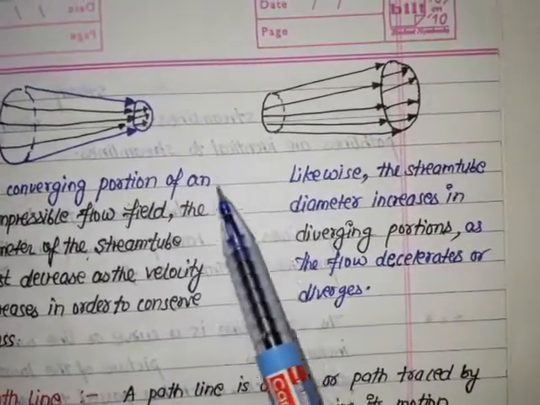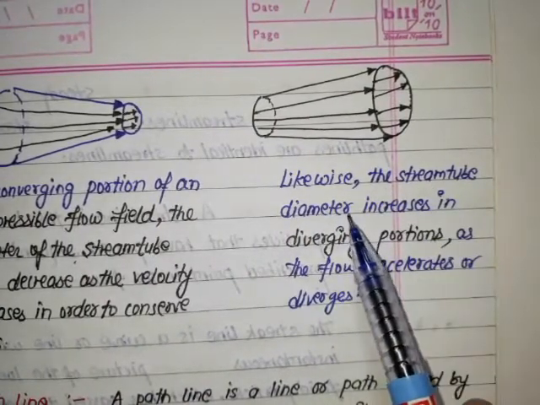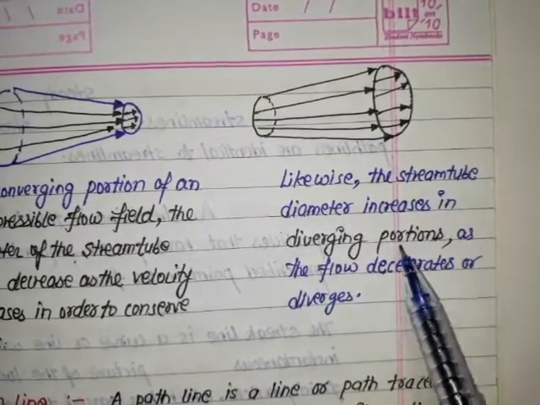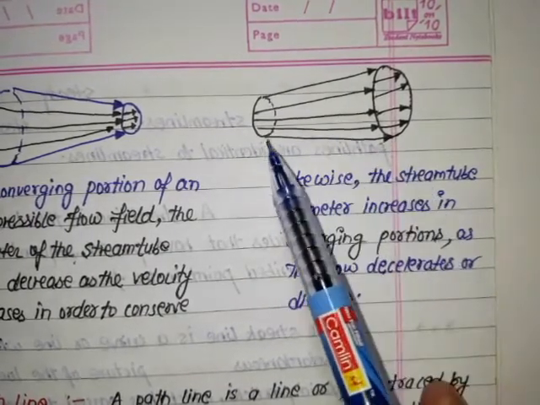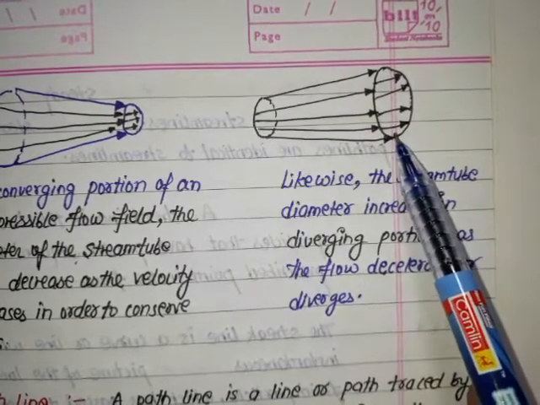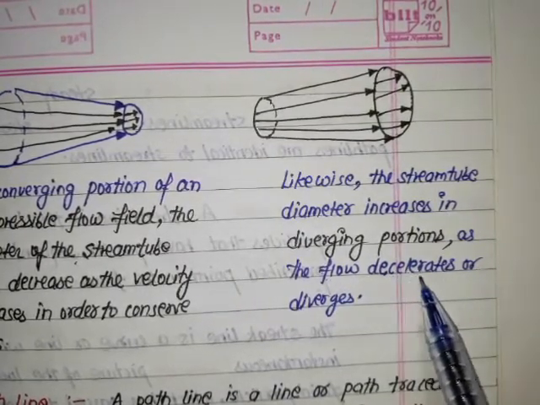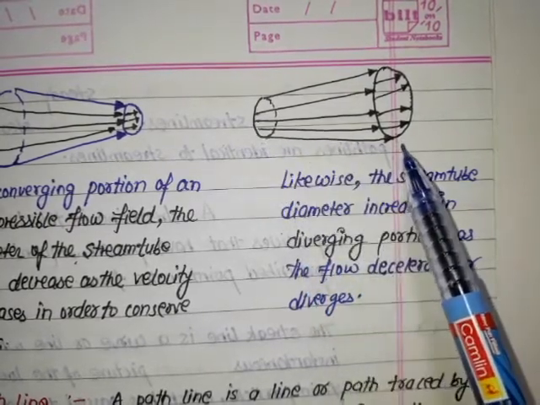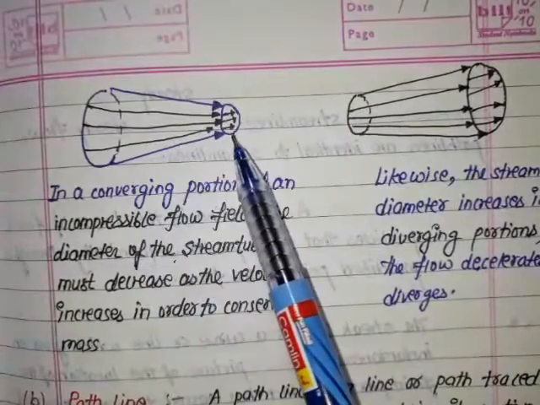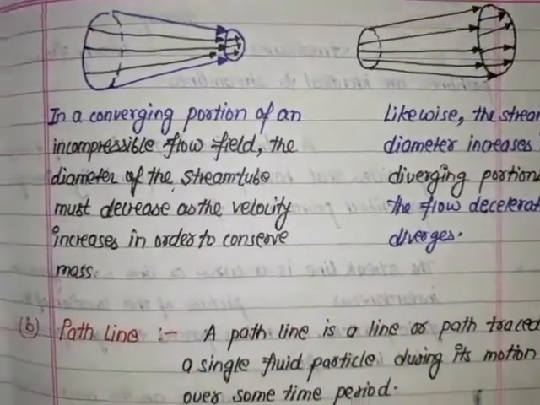And this is the diverging section. Likewise, the stream tube diameter increases in the diverging portion. Here the diameter is less, here the diameter is more. Here the velocity is more and here the velocity is less. So the flow decelerates as it diverges. In this case, the velocity decreases or increases on the basis of the shape of the section.